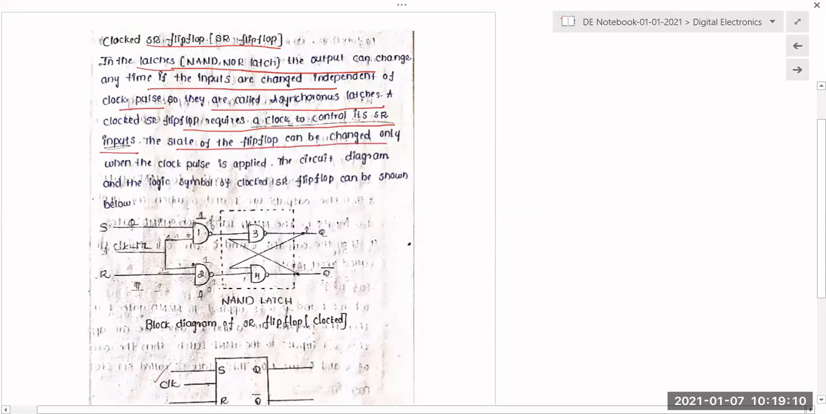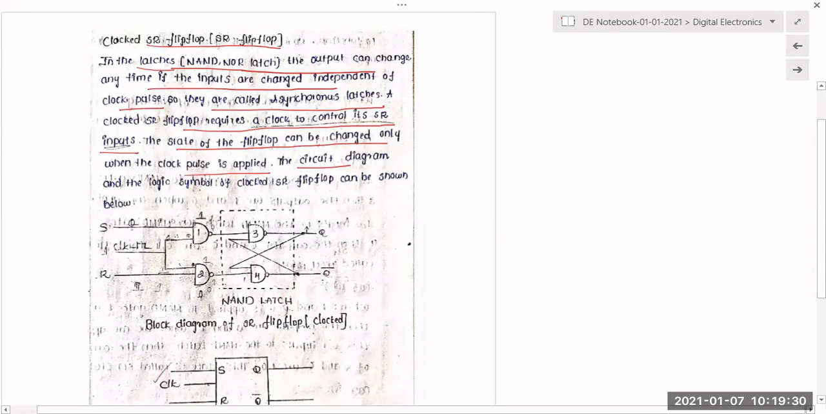The state of the flip-flop can be changed only when the clock pulse is applied. This is very important. The state of the flip-flop means changing the output from the previous state to the next state. So there is a previous value, and the next value changes. The state of the flip-flop can be changed only when the clock pulse is applied.